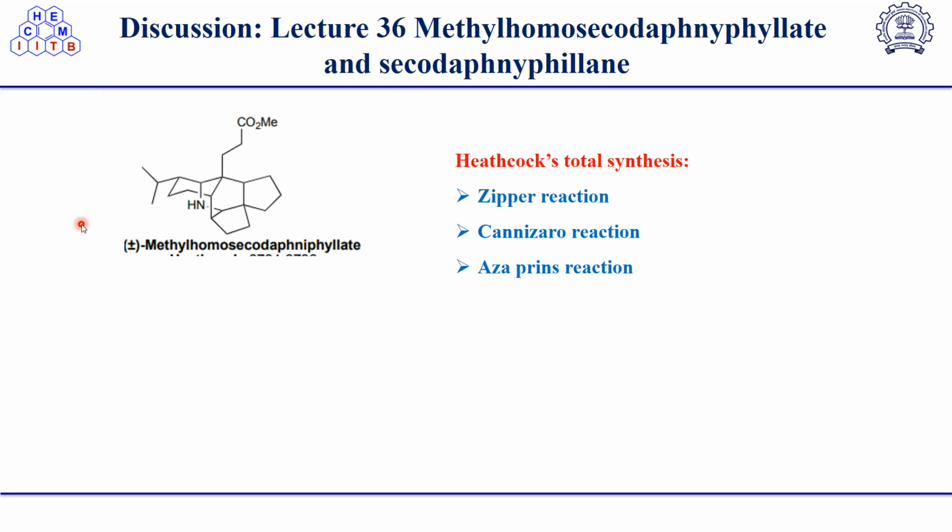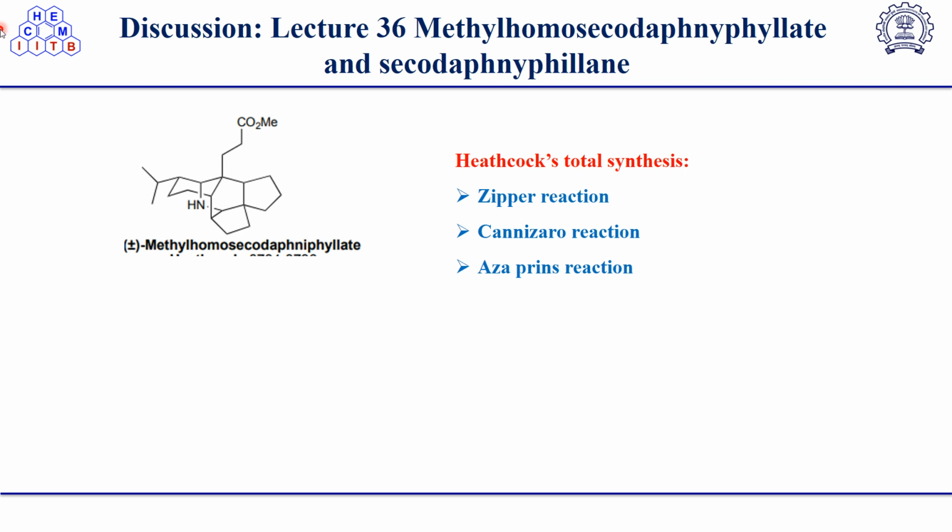This one was confirmed in 1971 by Sasaki and Hirata group, and it is having a highly congested pentacyclic skeleton and 8 stereogenic centers which are contiguous, out of which 2 are contiguous quaternary centers. So these are the main synthetic challenges also: highly congested pentacyclic skeleton, 8 stereogenic centers which are contiguous, and out of which 2 contiguous stereo centers are quaternary centers.